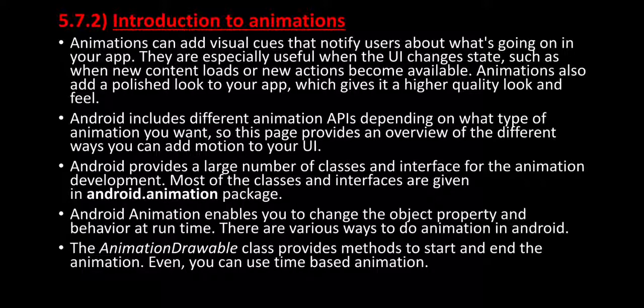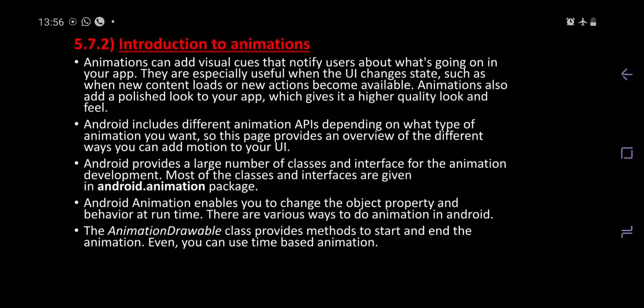Android provides a large number of classes and interfaces for animation development. Most of the classes and interfaces are given in the android.animation package. Android animation enables you to change object properties and behavior at runtime. There are various ways to do animation in Android. The AnimationDrawable class provides methods to start and end the animation. You can even use time-based animation.